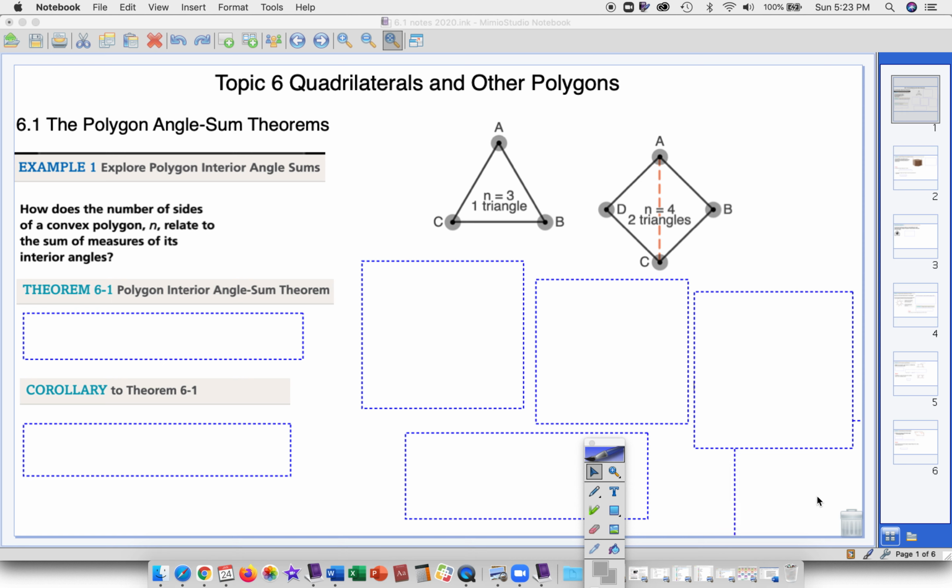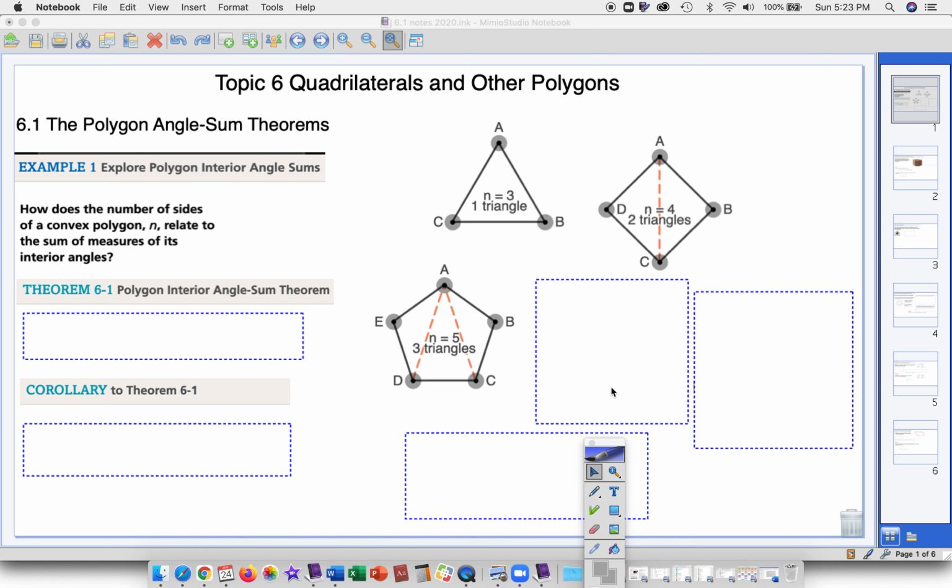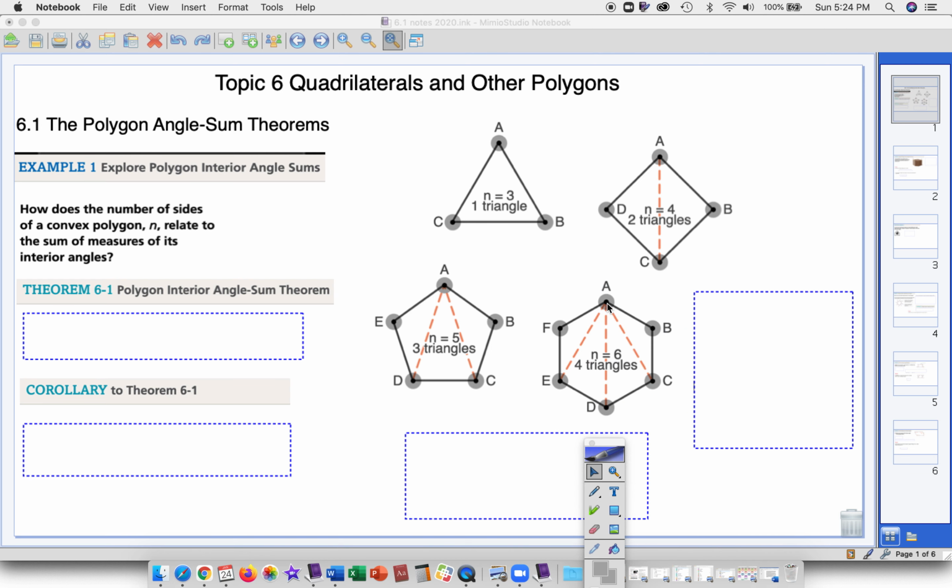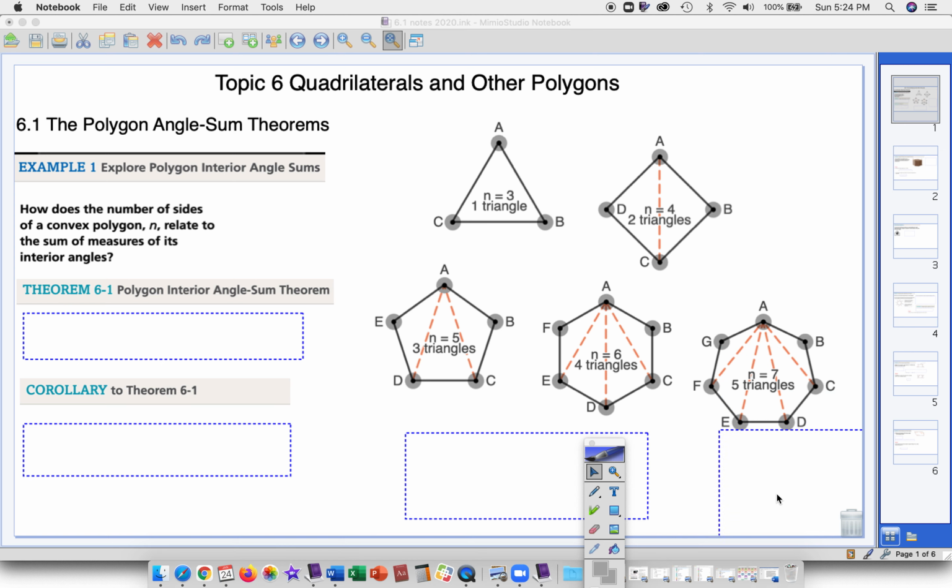So if we take other polygons, like a quadrilateral, and divide it into triangles, then we get 2 triangles in the quadrilateral. If we continue on with the pentagon, which has 5 sides, drawing from one vertex, if we draw in as many diagonals as possible, remember a diagonal goes to a non-adjacent vertex, we end up with 3 triangles. In the hexagon, we have 6 sides, 6 angles, we end up with 4 triangles. Are you seeing the pattern?